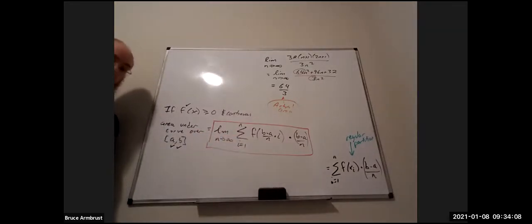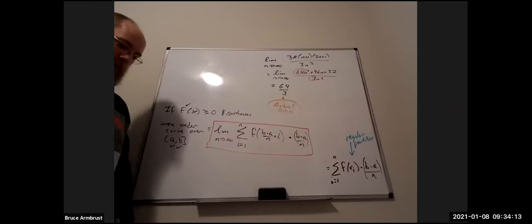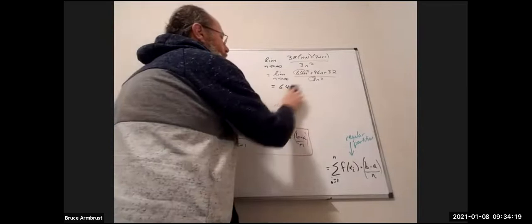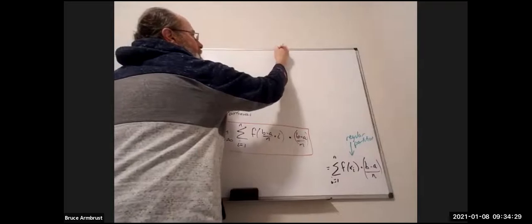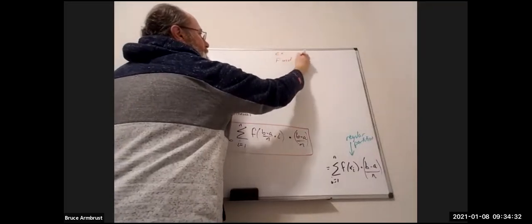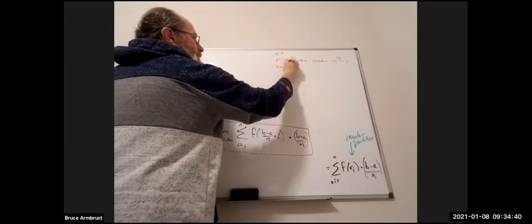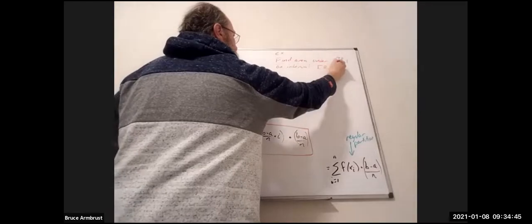So let's try another function. I'll try to make sure that we don't get too crazy in terms of the functions, because we don't know rules for lots of things. But how about we try this one? Let's find the area under x cubed minus 1 on the interval 2 to 5.